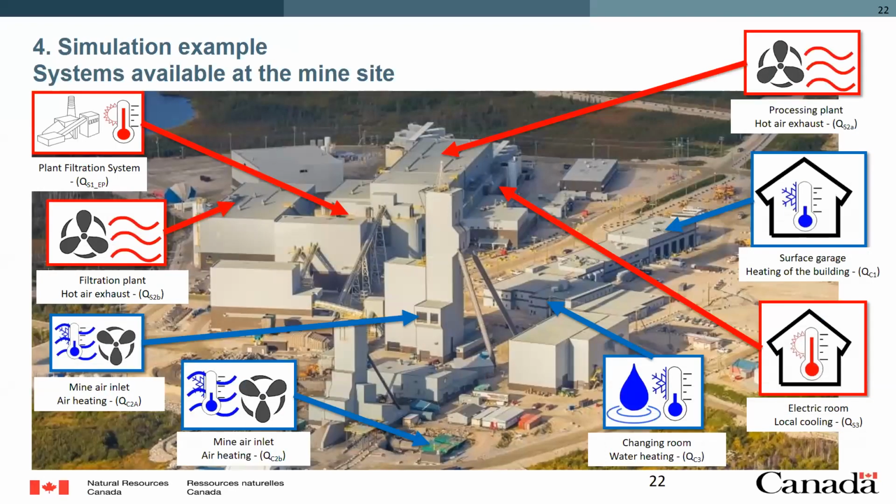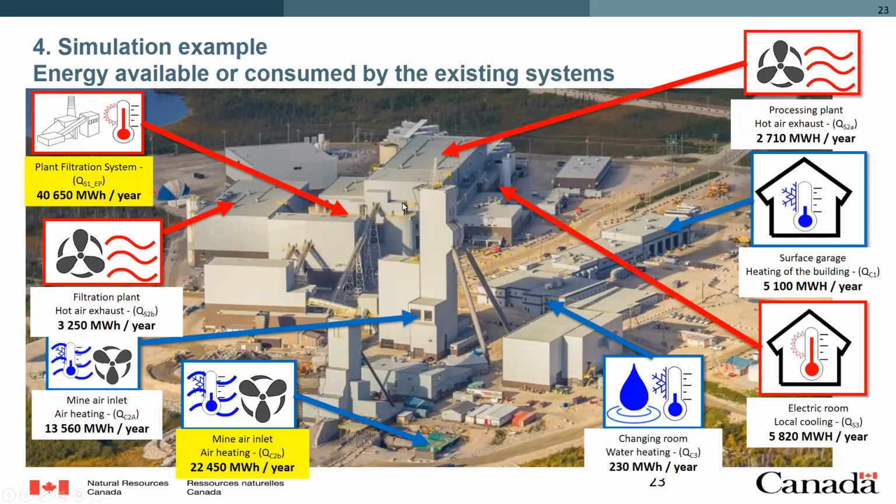Okay, so the first thing to do is to identify what your potential sources and loads are. In this case, there are 4 sources: the plant filtration system, the plant filtration exhaust air from the building, the processing plant exhaust air, and the electrical room local cooling. On the side of the loads, there are the 2 fresh air systems of the mine on the left bottom here, and there are also the changing rooms for the hot water and the surface garage for heating of the building.